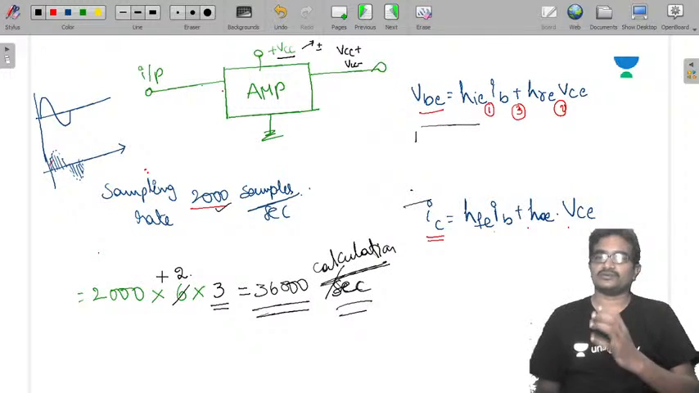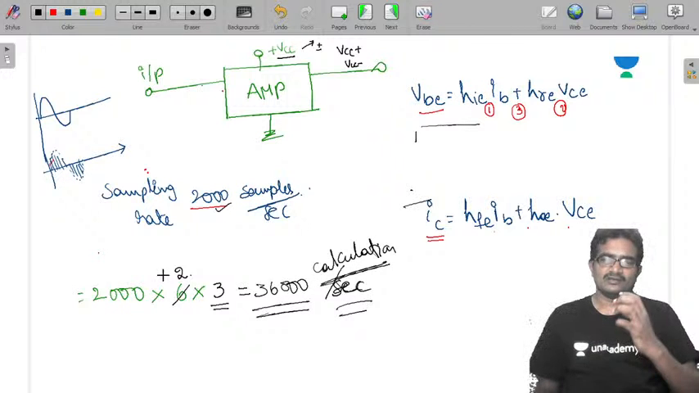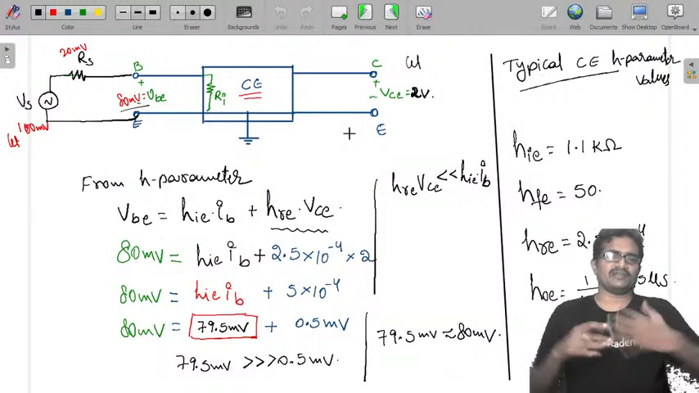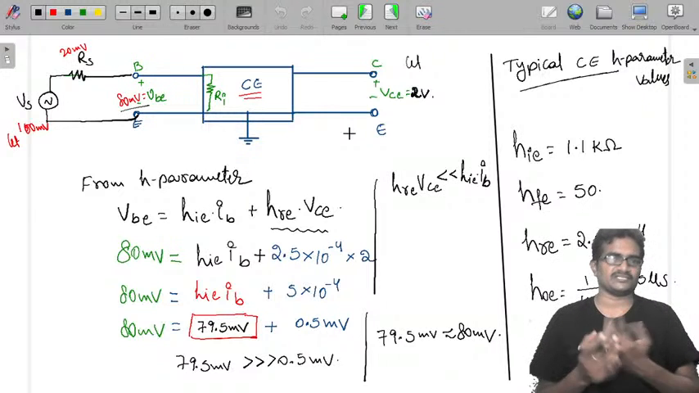Because of getting fast response of the device, instead of applying the exact model, we are going to apply the approximate model. That means we are taking the approximate value, not much variation.